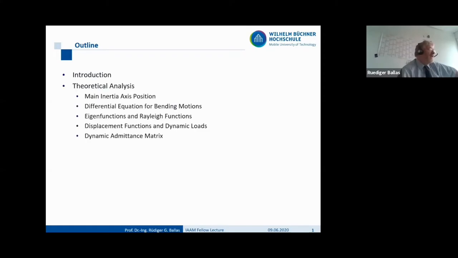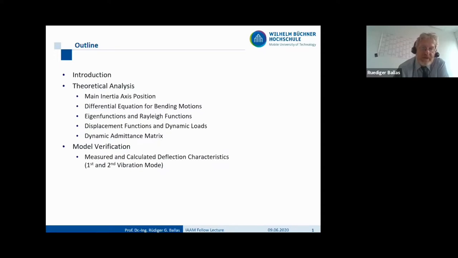Then in the next step, I want to tell you something about the theoretical analysis. The main topics are the main inertia axis position, the differential equation for bending motions, especially the eigenfunctions and Rayleigh functions you need to describe the bending motions, so you also get knowledge about the displacement functions and the dynamic loads that can act on the actuator. And at the end, we have a so-called dynamic admittance matrix that is able to describe the complete kinematics and dynamics of the piezoelectric actuator.